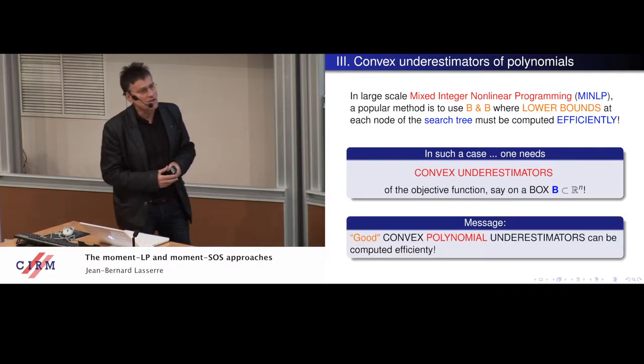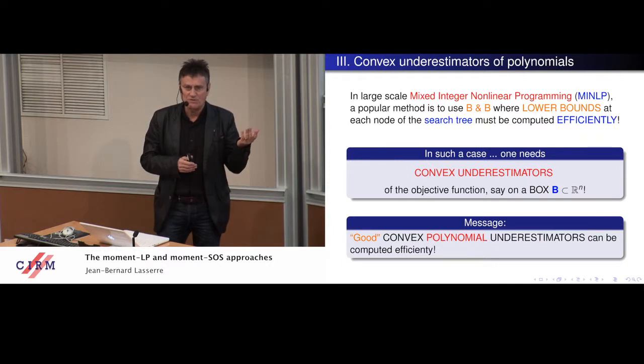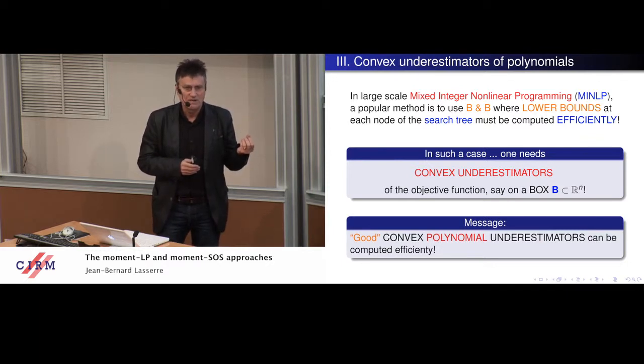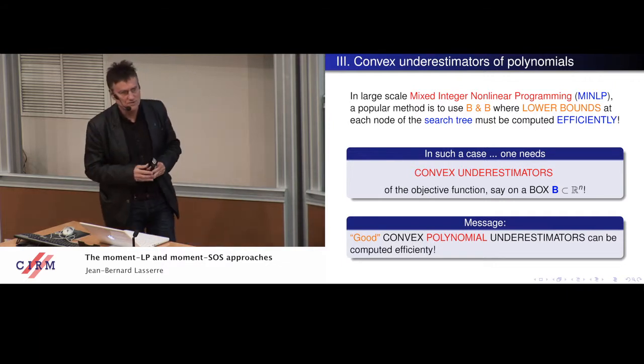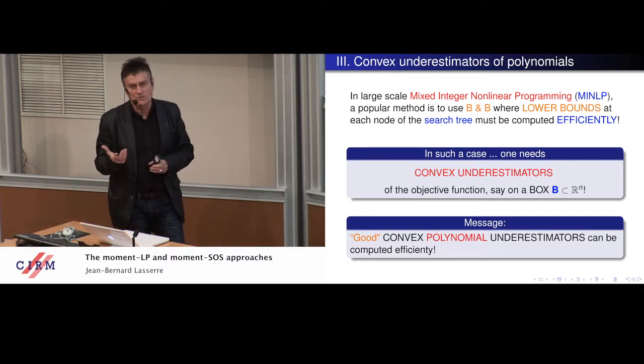One way is to build a convex underestimator. So you minimize f, which is non-convex. You provide a convex underestimator of f, and then you compute the lower bound with this convex underestimator. Because you have a convex problem to solve, you can do it efficiently, right? And the deal is, of course, that the efficiency of your approach depends on how good your convex underestimator is.